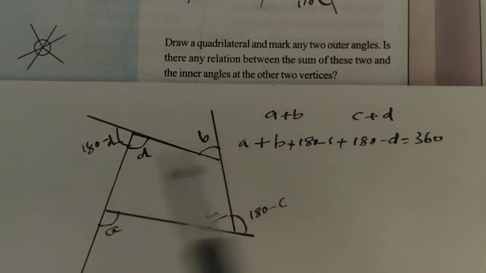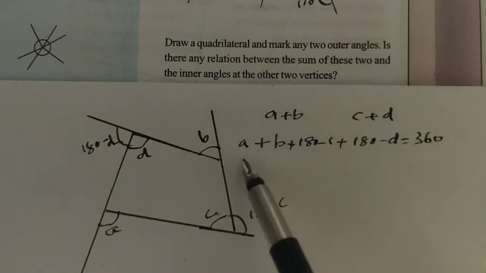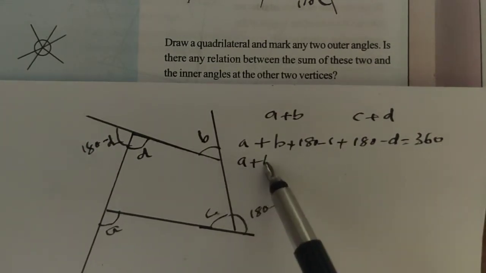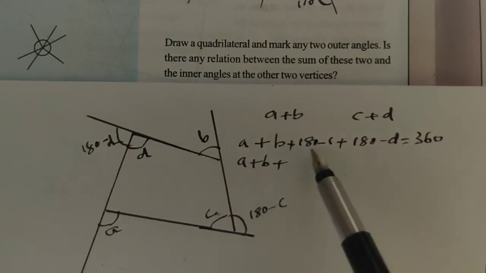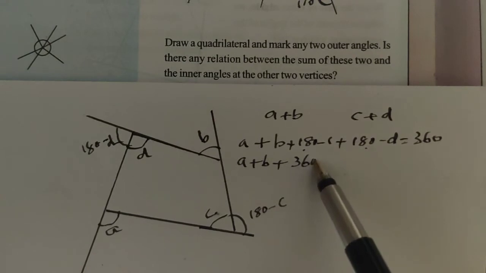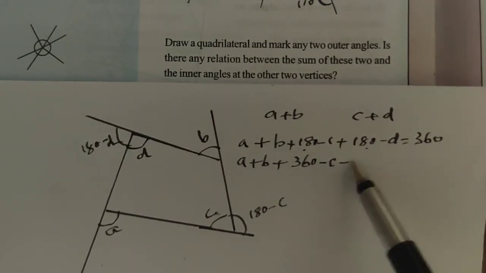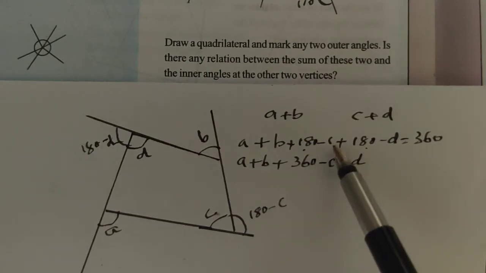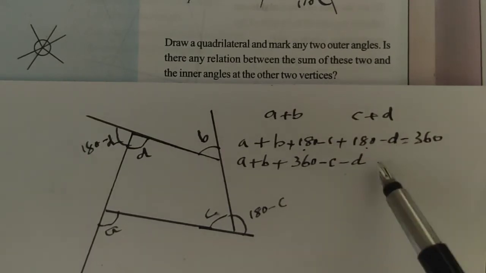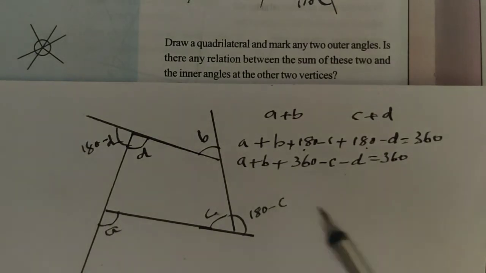All outer angles sum is 360. Then this is A plus B itself, plus you can see 180 here and 180 here. That makes 360. And minus C. And again you want to subtract D. You want to subtract C and D. And the total is always 360.